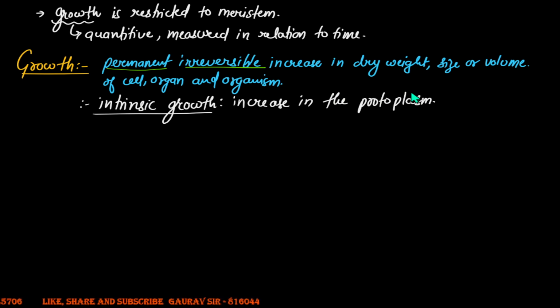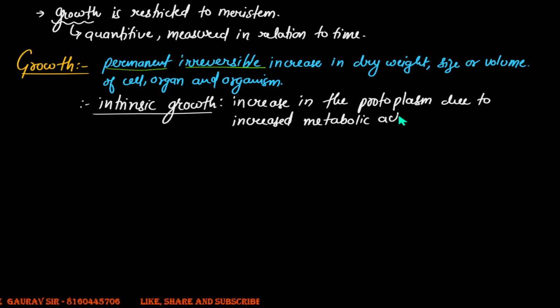it happens from within. As the cells accumulate, they store the protoplasm in them. The protoplasm in the cell increases due to increased metabolic activities, right? Here again, when I'm saying metabolic activities, I am actually talking about anabolic processes. Okay, this is due to increased metabolic activity.